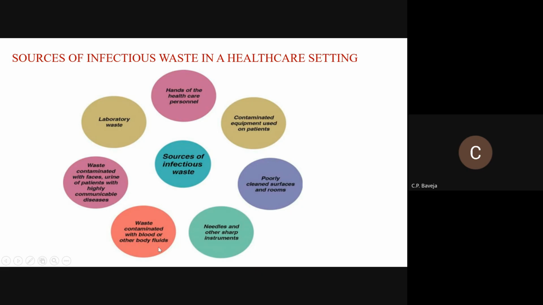Waste contaminated with blood or other body fluids. Another source is any waste which is contaminated with blood or any body fluid; such waste is infectious. So one should be careful not to come in contact with it, because it is another source of infection.